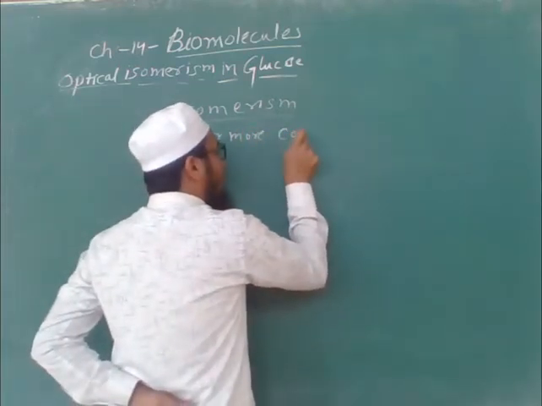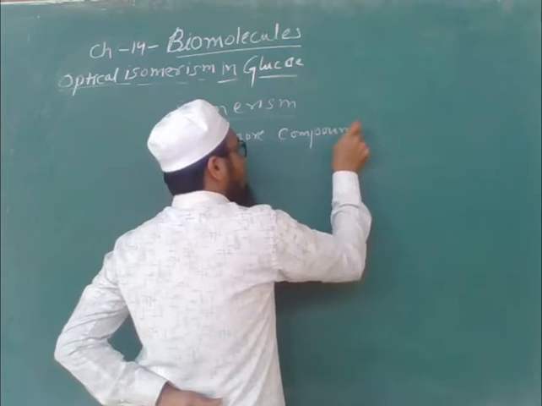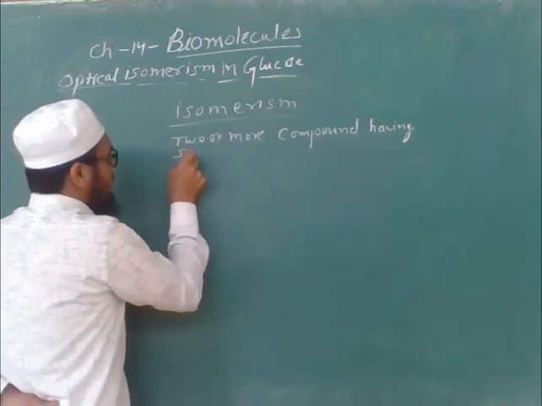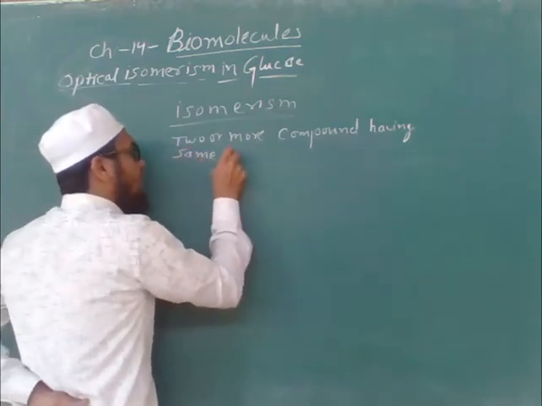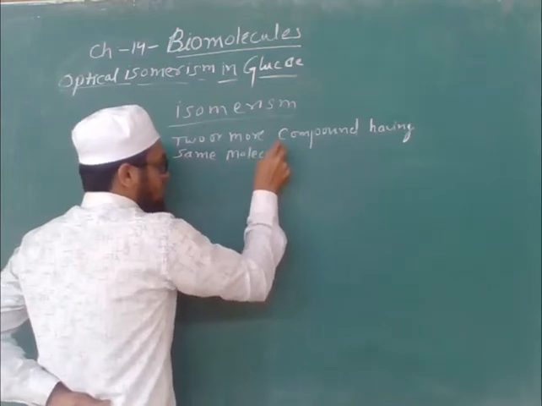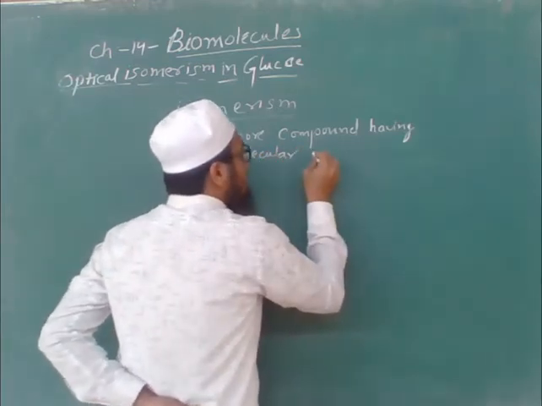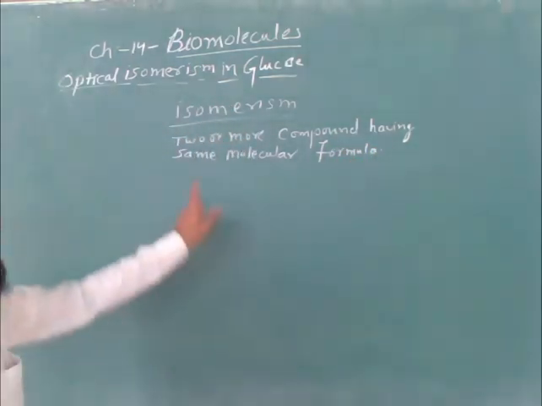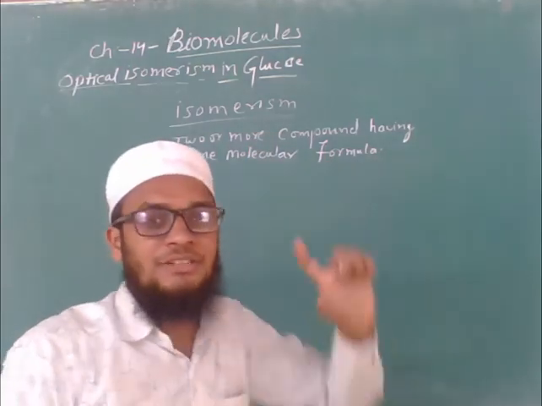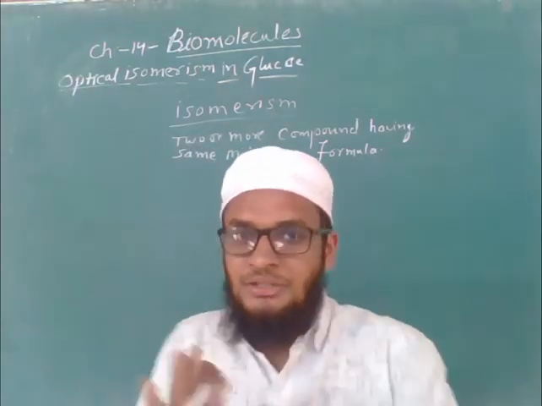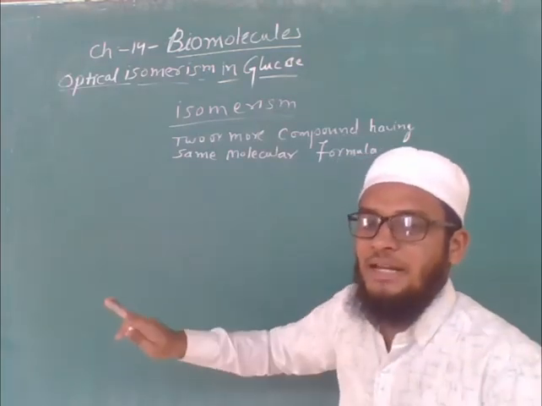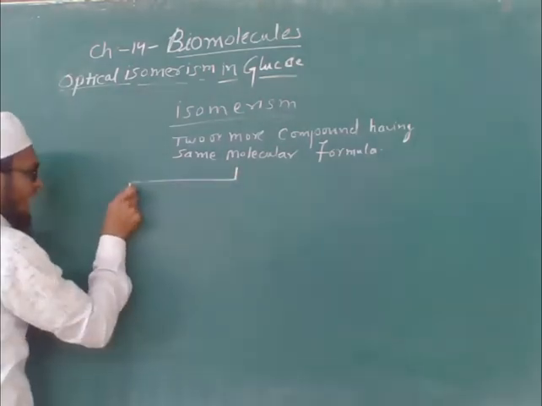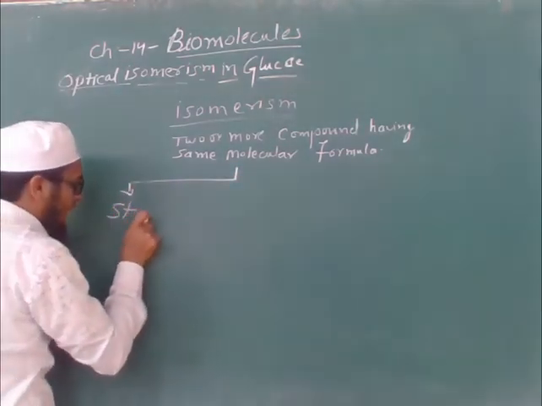Two or more compounds having the same molecular formula. If two compounds have the same molecular formula, they are said to be isomers of each other. This isomerism is further classified into two bigger classes. One is structural isomerism.